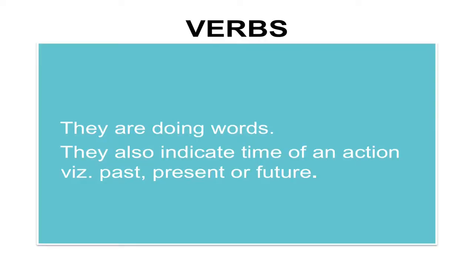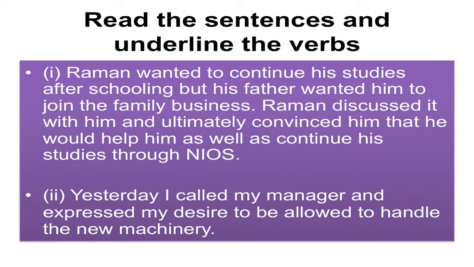Learners, let's come to the next section. Let us learn grammar 18.3 of the lesson. You have already learned about verbs. They are doing words. They also indicate time of an action, for example, past, present, or future. Now, read the sentences and underline the verbs.